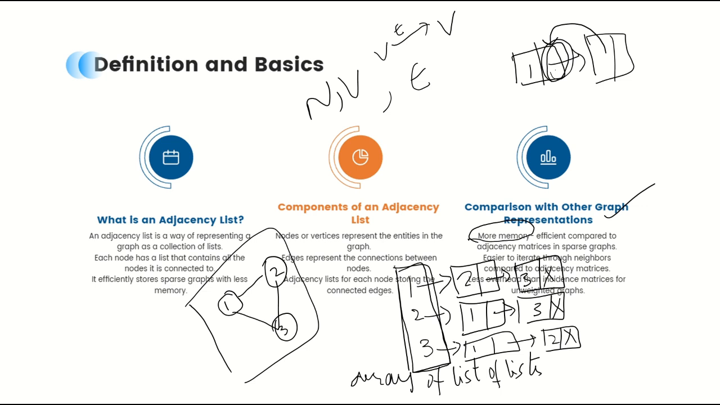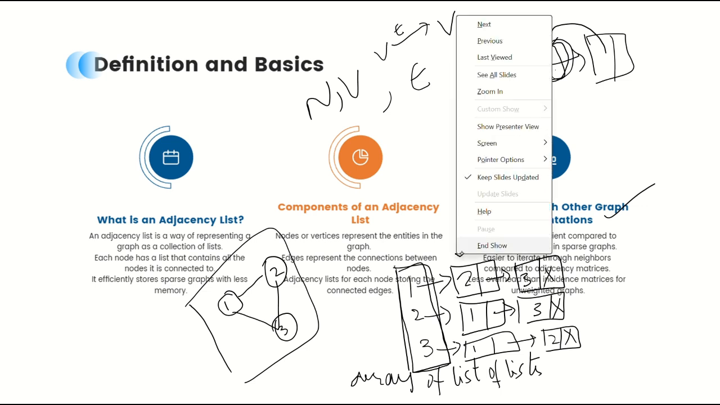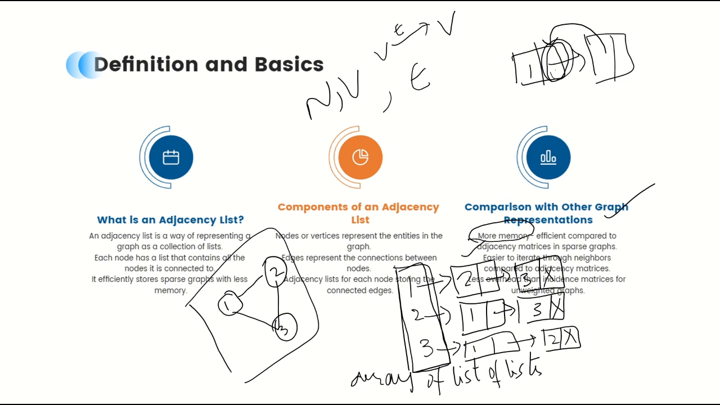Now this is called an array of lists because these are lists. 2, 3, 1, 3, 1, 2 are called lists. Now this is an array that is storing the values of vertices as a list, which consists of different lists. This 2, 3 are different lists, and this 1, 2, 3 is a list stored in the format of an array. So it is called an array of lists.